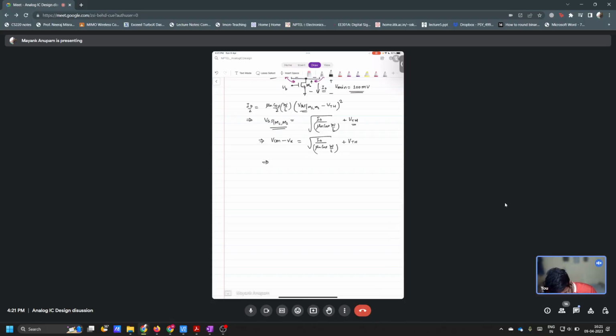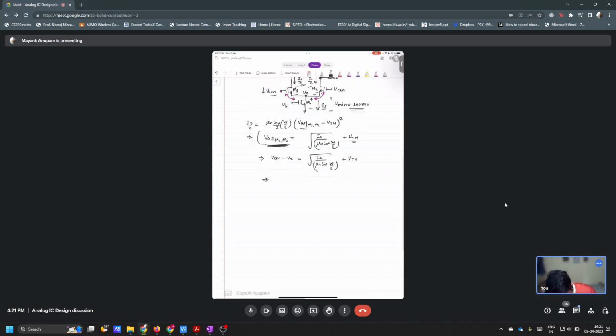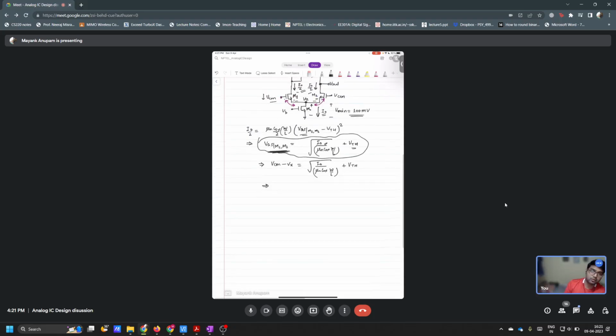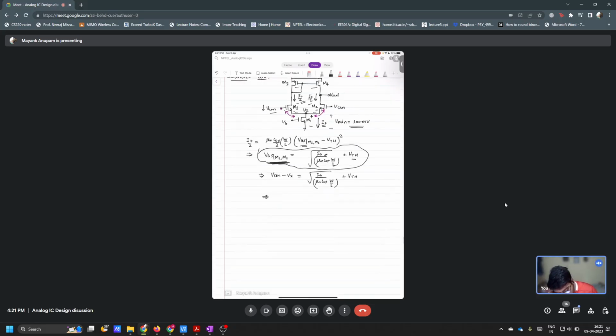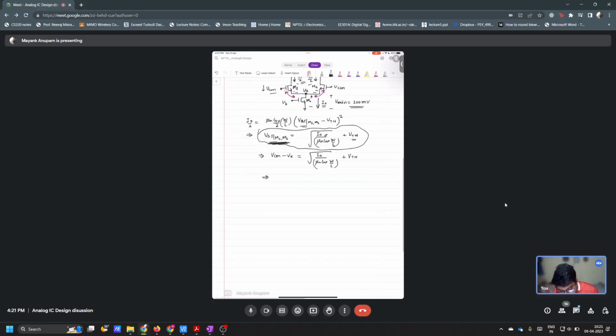So from here you can see that this VGS is clearly not dependent upon VCM, right? VGS is simply a function of I naught, isn't it? Yes, sir, current. If the current is changing somehow, only then can VGS be affected. Otherwise, if VCM is changing here, VGS is not going to be affected, right? So what is going to be affected in that case? If VCM is going down, Vx also has to go down, isn't it?